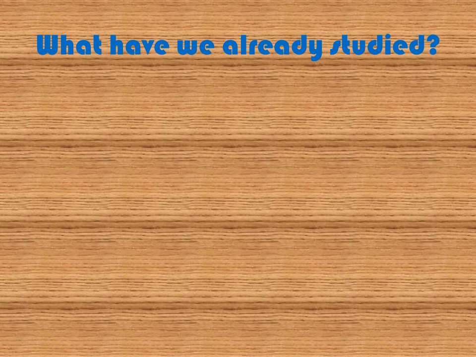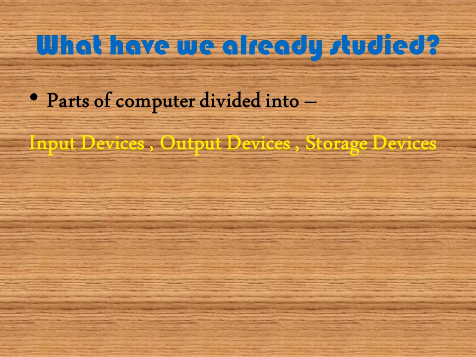Before we go into the lesson, let's see what we have already studied in the previous week. We have studied that the parts of a computer are divided into three main categories: input devices, output devices, and storage devices. We have learned what are input devices. The devices which are used to enter data into a computer are called input devices.